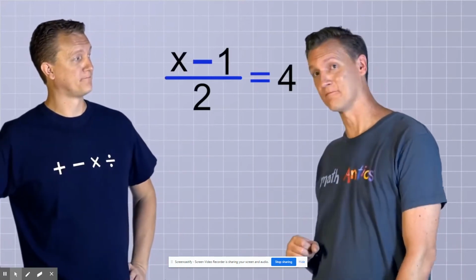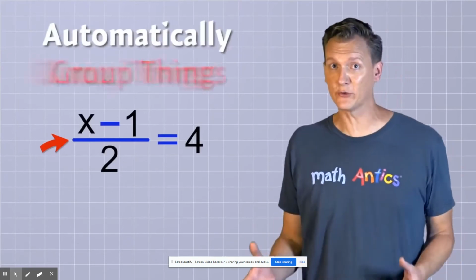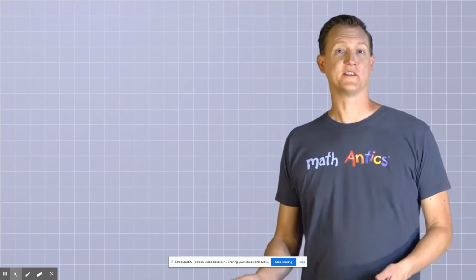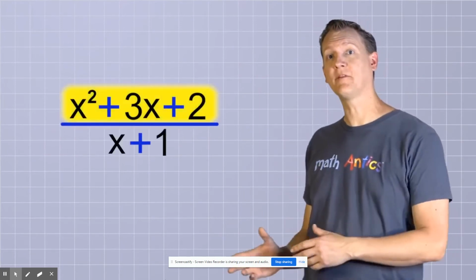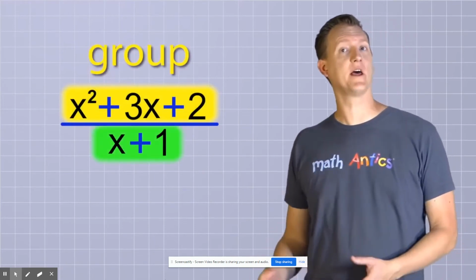Ah, that's a good question. In algebra, the fraction line is used as a way to automatically group things that are above it or things that are below it. For example, in this fancy algebraic expression, everything that's on top of the fraction line forms a group, and everything on the bottom of the line forms another group.